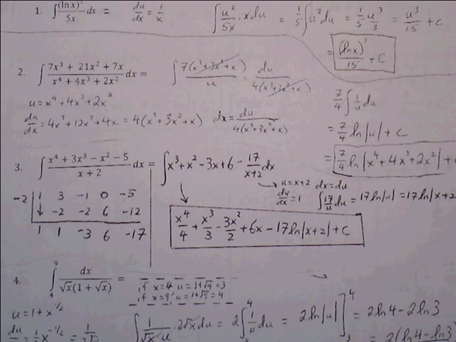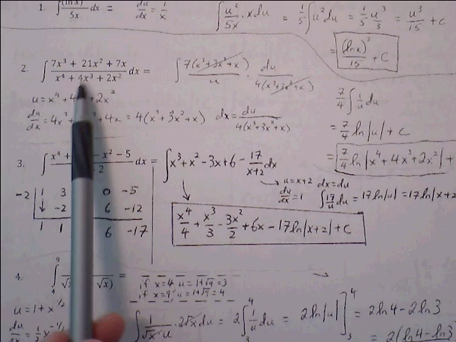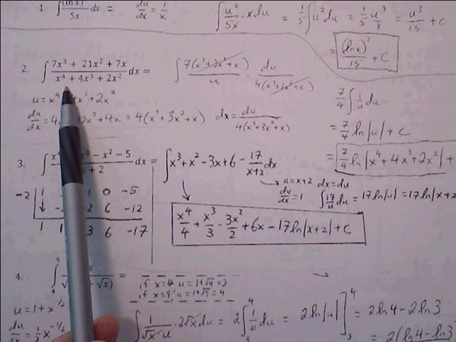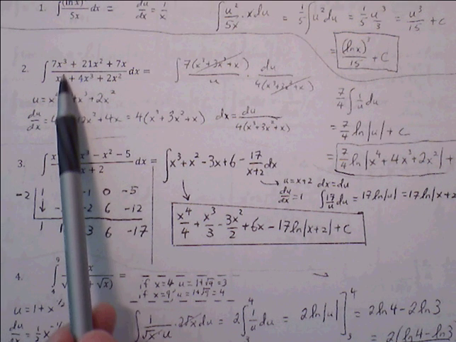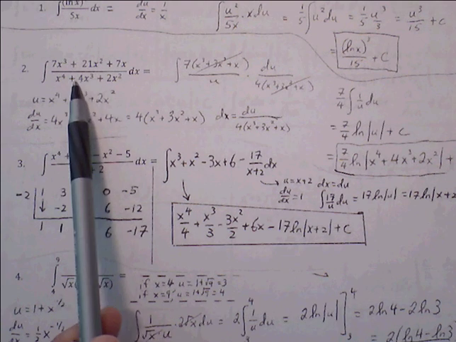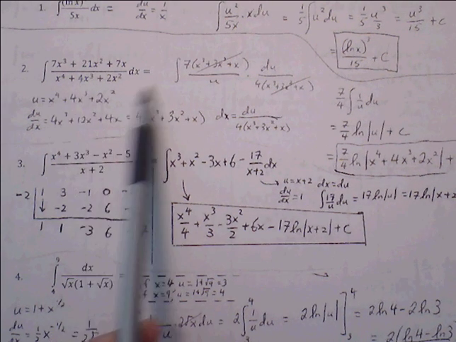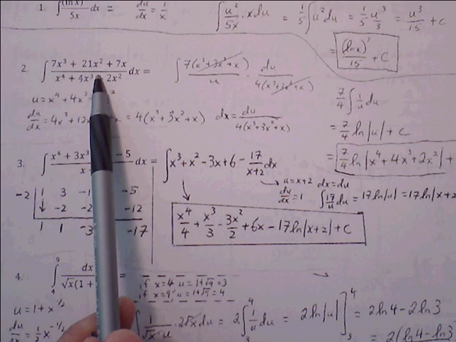Okay, number 2, we have the integral of 7x cubed plus 21x squared plus 7x all over x to the 4th plus 4x cubed plus 2x squared. Right, so looking at this problem, it looks like we're unable to simplify. There are too many terms in the denominator. We don't want to bring all these denominator terms up to the numerator and distribute. Just too messy to do.